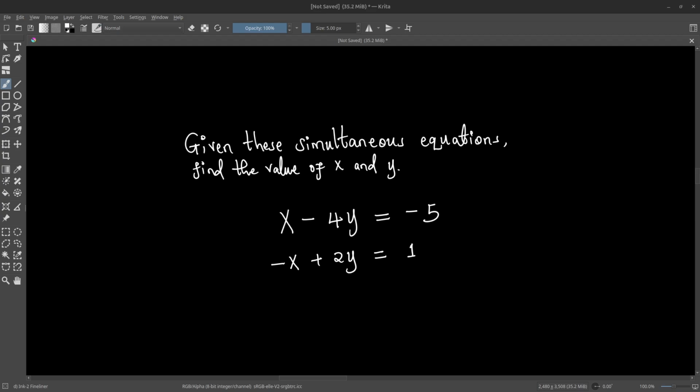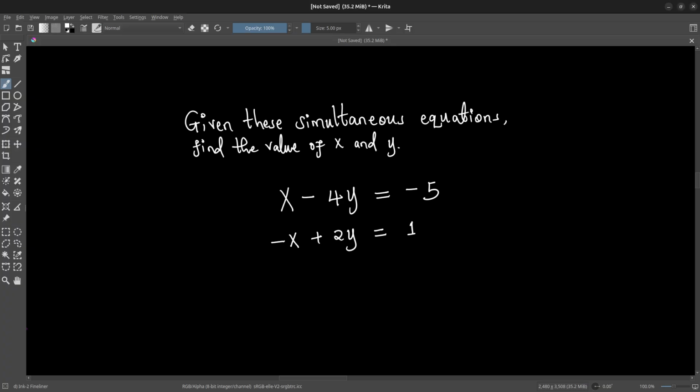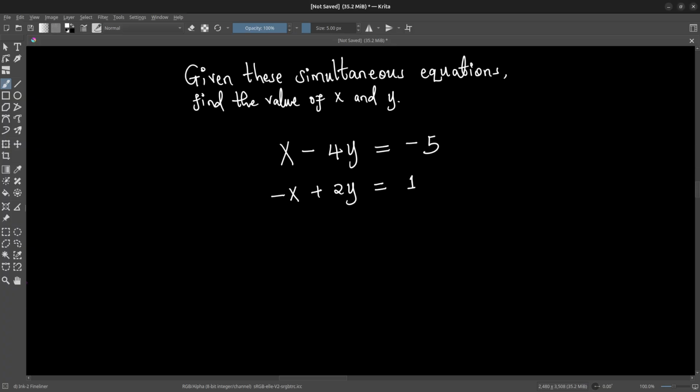Given these simultaneous equations, find the value of x and y. The best way to solve this is to express x in terms of y. So we are going to take the first equation, this one.